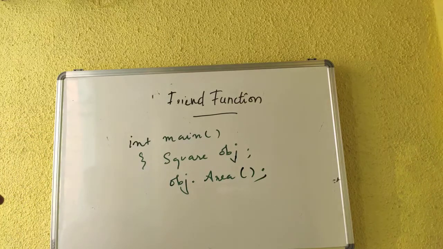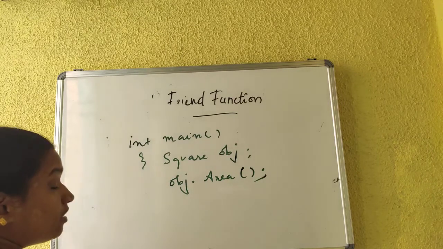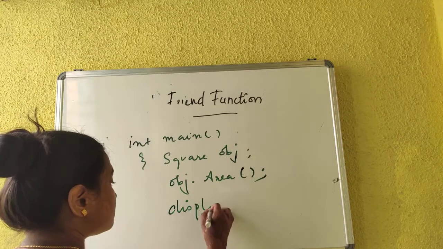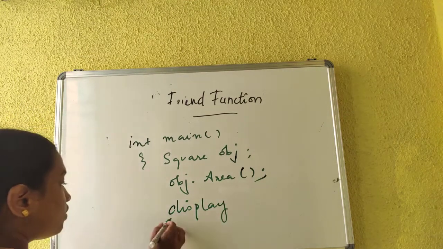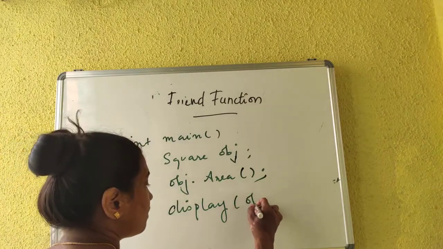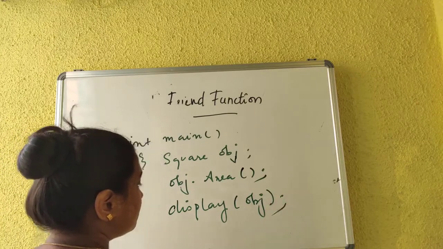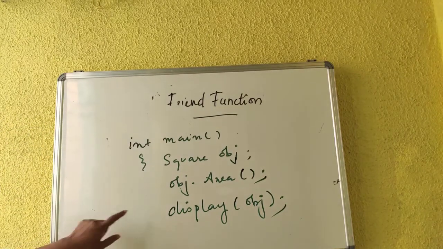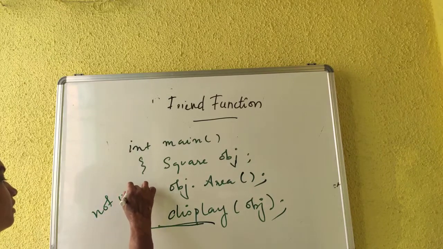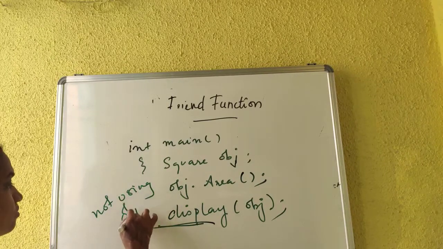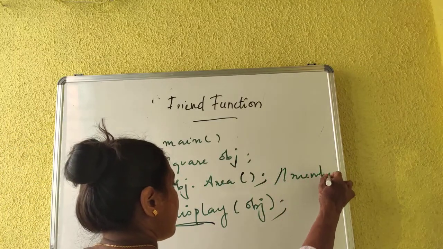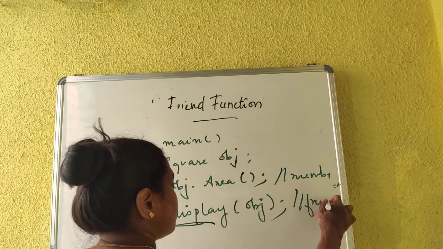But if you are calling a friend function, that is display, you are going to call it like this without the object. So you won't use the object while calling the display function. So this is the difference between a member function and a friend function.